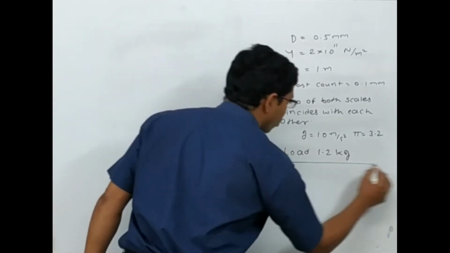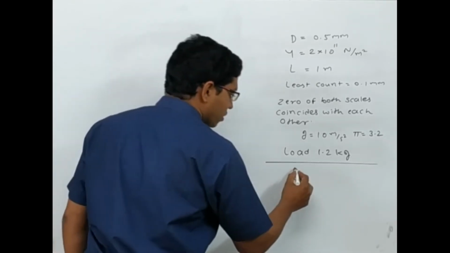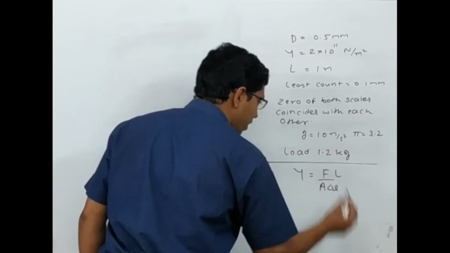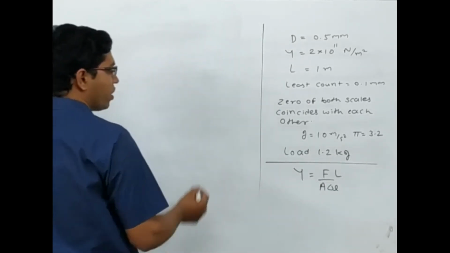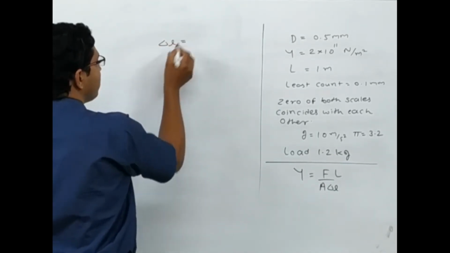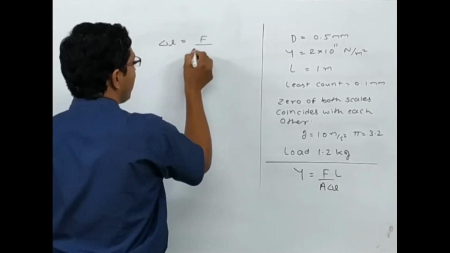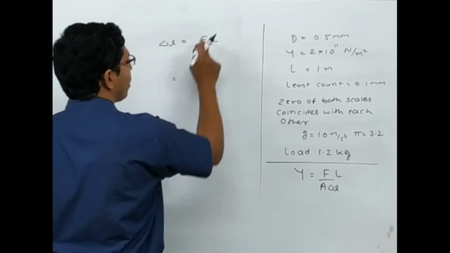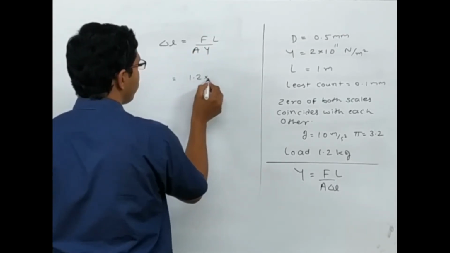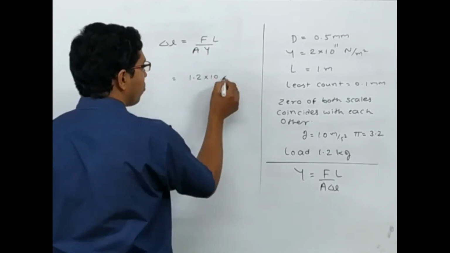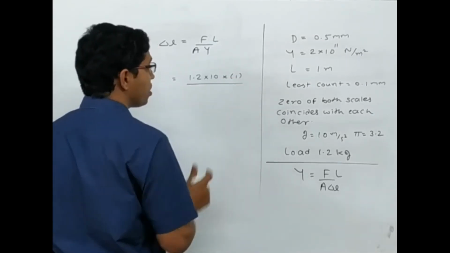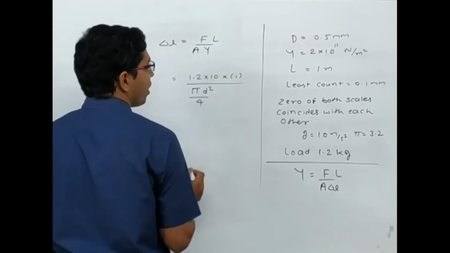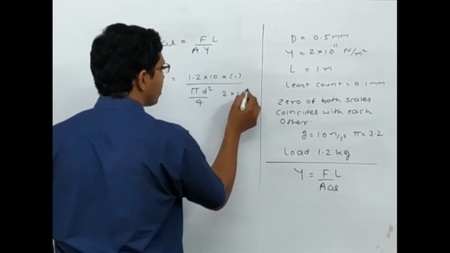Now we certainly know from the elasticity concept that the formula for Young's modulus is y equals f by a, delta L by L. Now what is going to be the change in length? This is going to be f by a, this y will come here, and this is the length L. Now how much is f? F is 1.2 into g, that is 10. What is the length? That is 1. What is the cross section area? The cross section area is pi d square by 4. And what is the Young's modulus? This is 2 into 10 raised to 11.